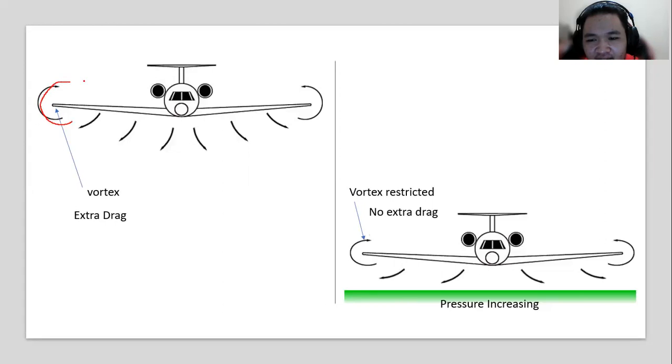When the craft flies high above the ground, the vortex causes downward deflection of the relative airflow, and the lift vector tilts backward and increases the drag force. But when the foil flies closer to the ground, the downward deflection and the vortices are restricted. It means no extra drag. The air pressure increases and generates more lift. This effect gets stronger when the craft is flying at a height of half of the total span.